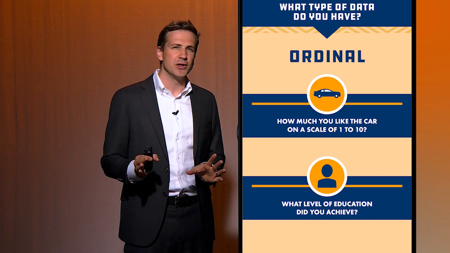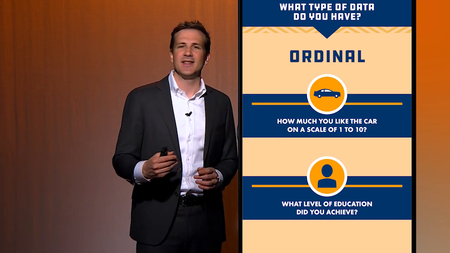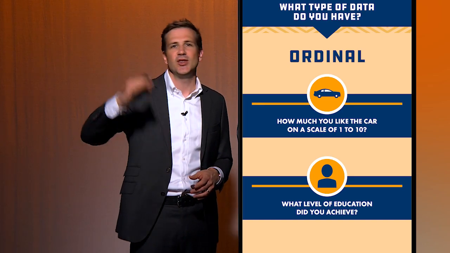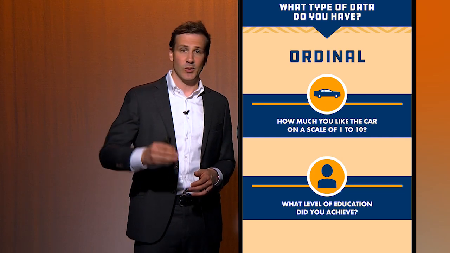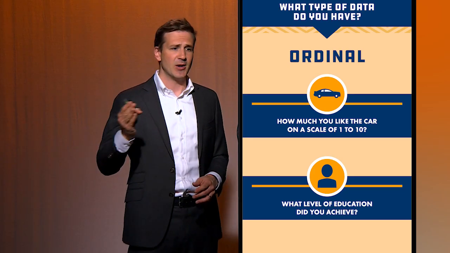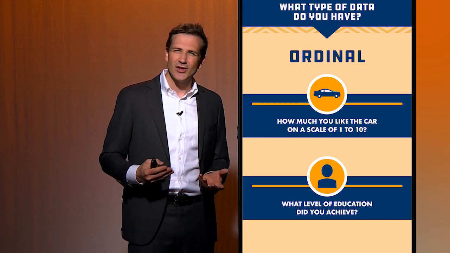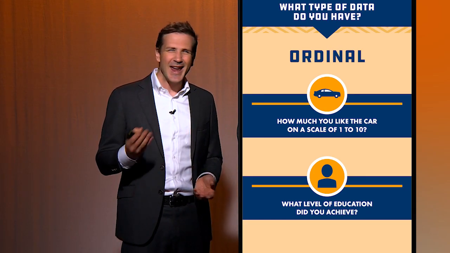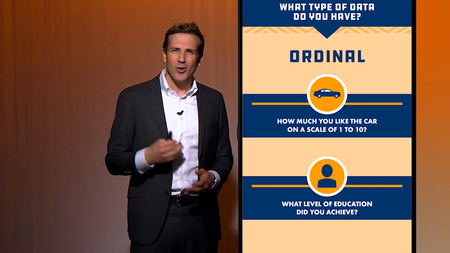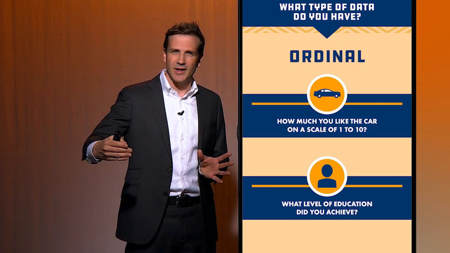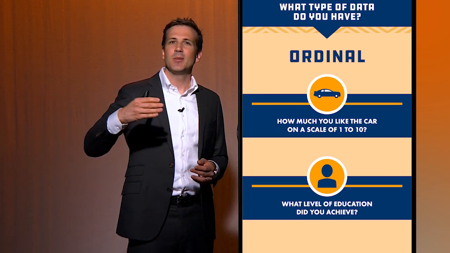We call this ordinal data. I'll give you an example. If we asked you how much you liked this car on a scale of 1 to 10, and we made you do that for a bunch of cars, we could put those ratings in order, right? We could say, well, a 6 is better than a 5, and a 7 is better than a 6, and so on. But is a 10 twice as good as a 5? Is an 8 twice as good as a 4? Well, when you're talking about a scale like that, probably not. They have an order that's clear, but the relationship between the numbers isn't exactly precise.